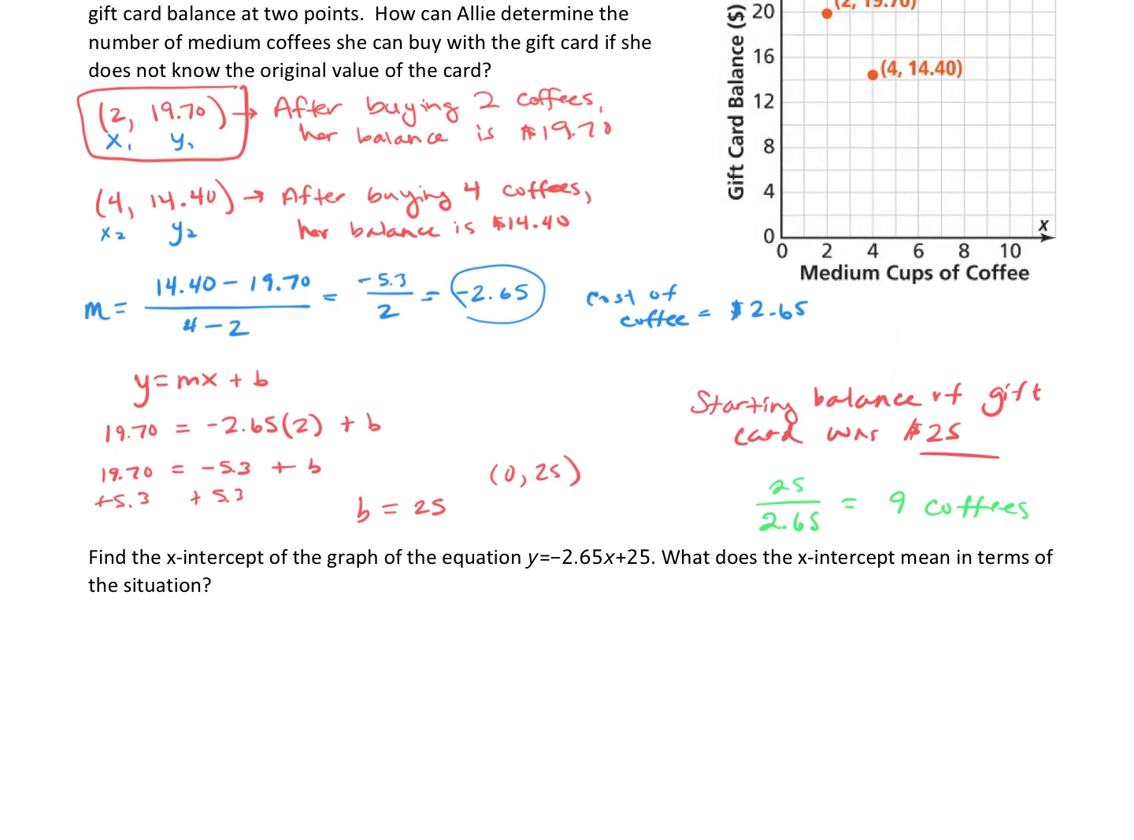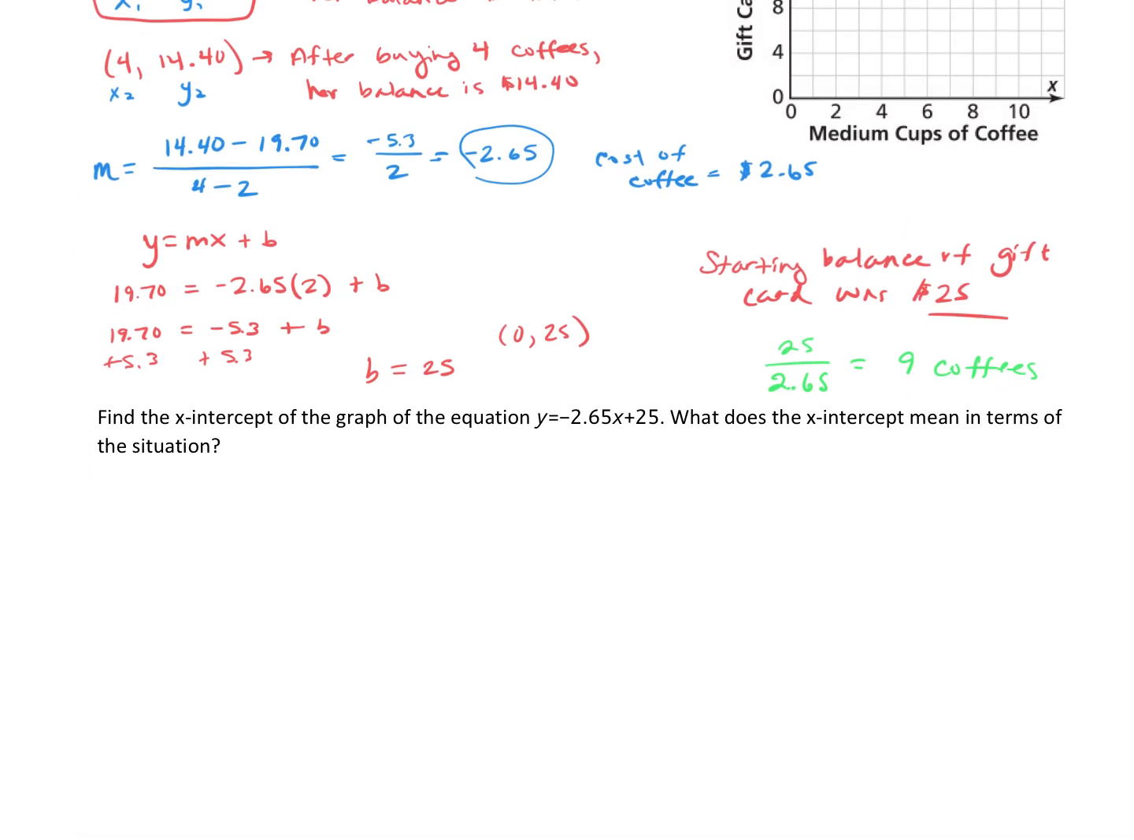All right, last question. Find the x-intercept of the graph of the equation y equals negative 2.65x plus 25. What does the x-intercept mean in terms of the situation? So we know the y-intercept. The y-intercept is given to us in slope-intercept form. If you need the x-intercept, what we do is we plug in a 0 for the y and solve for x.